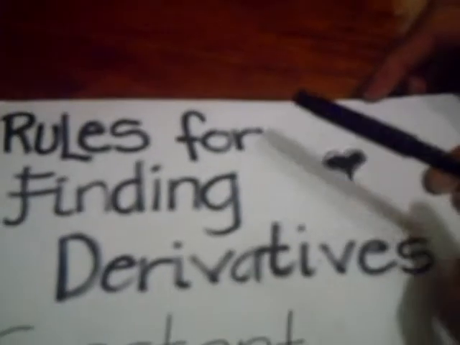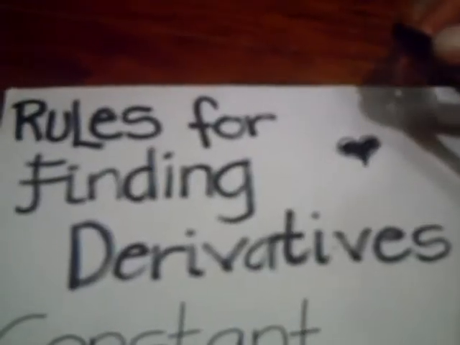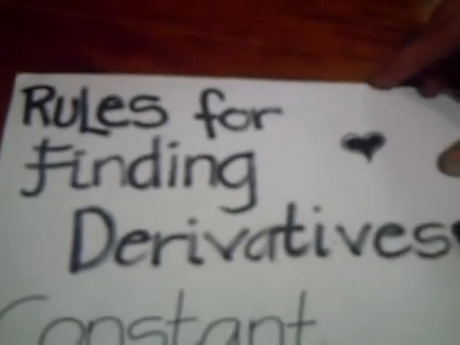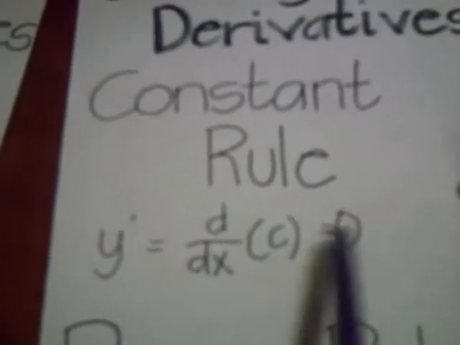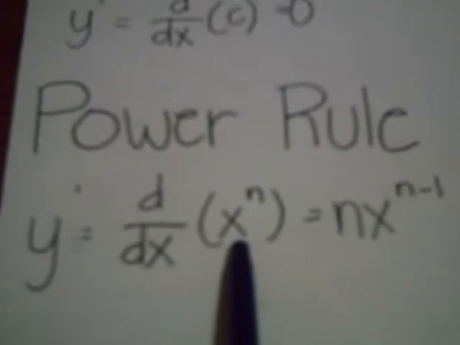I'm going to give 4 out of the 9 rules for finding the derivatives. You will find this very easy. First is the constant rule. The derivative of a constant is equal to 0. Next is the power rule. The derivative of a variable raised to an exponent is equal to the exponent times the variable raised to n minus 1.